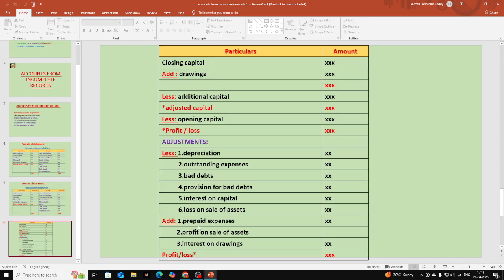So next, add. What can we add? Prepaid expenses, profit on sale of assets, interest on drawings. These we can add, students. Hope this is clear. So at last we will get one value that is named as profit or loss. If the last amount, whatever we get at the end, is positive, then we call it profit. If it is negative, we call it loss. Hope this is clear.